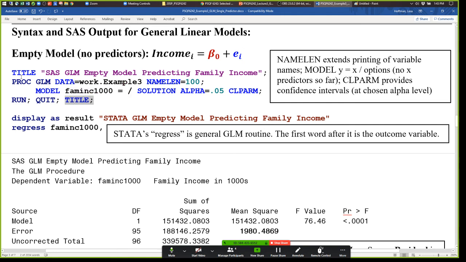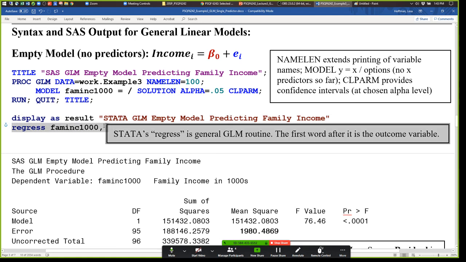This title, by the way, this goes with this right here. So what happens is when you put a title, those are words that echo to your output so that you know what you're looking at. Those words keep echoing over and over again as you run more stuff unless you shut it off. So the title that has nothing after it just turns off that line so it doesn't keep printing over and over again. Stata doesn't have that. Stata version of title is this display as result, and it prints this once and it decides it's done.